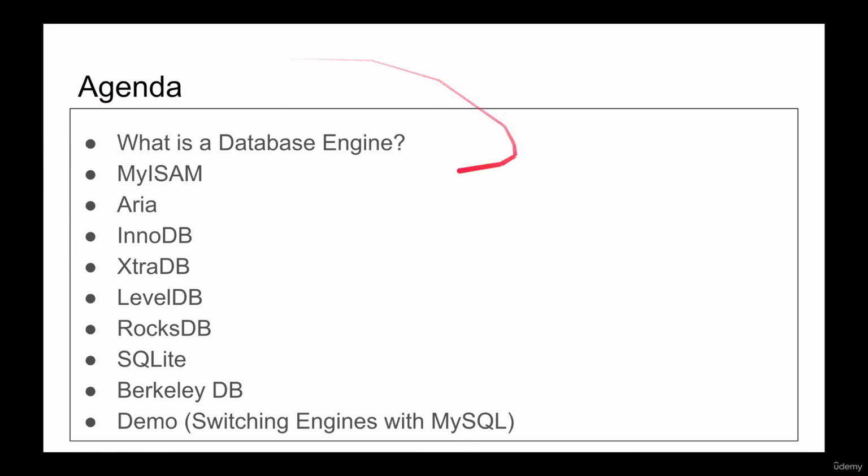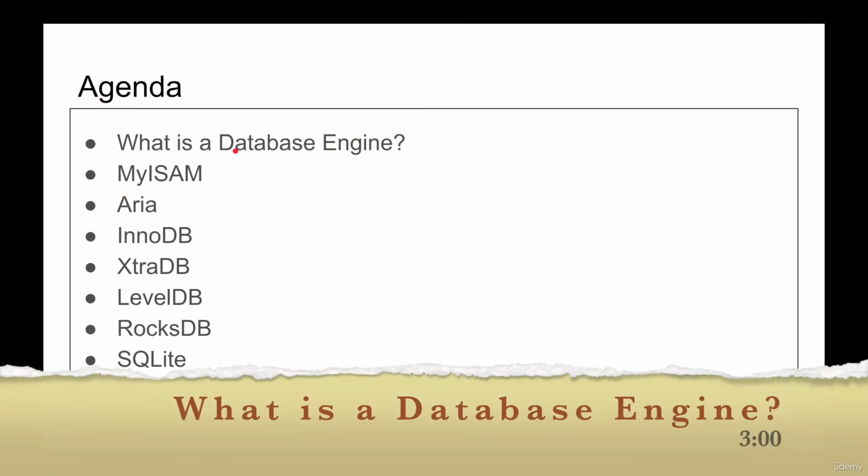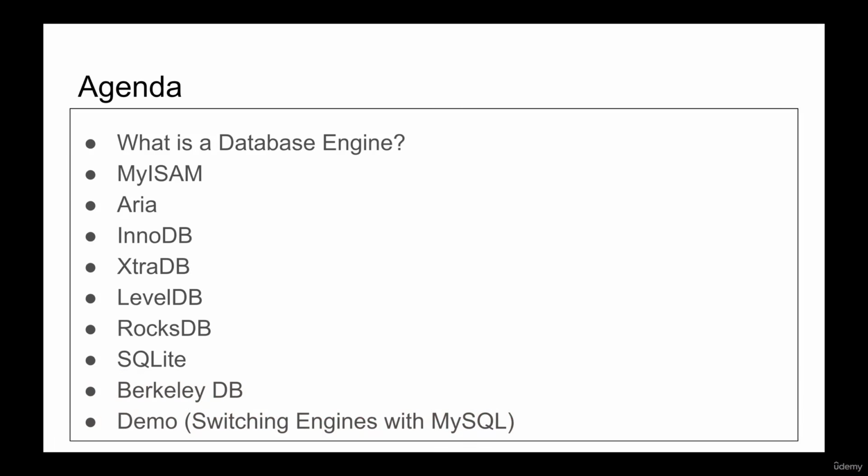So first of all, what I'm going to do is define what a database engine is. We know what a database is. What the heck is a database engine? Why do we keep inventing stuff, right? So we're going to talk about that and why we split a database from its engine.